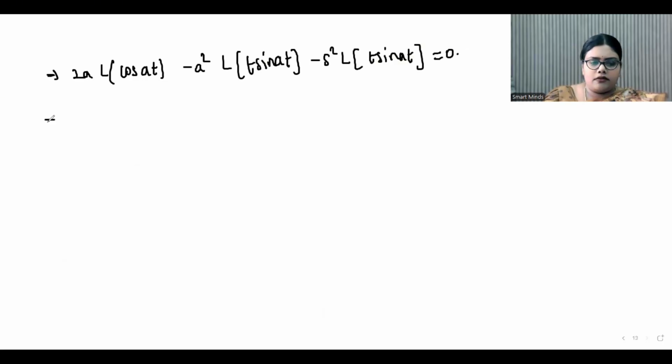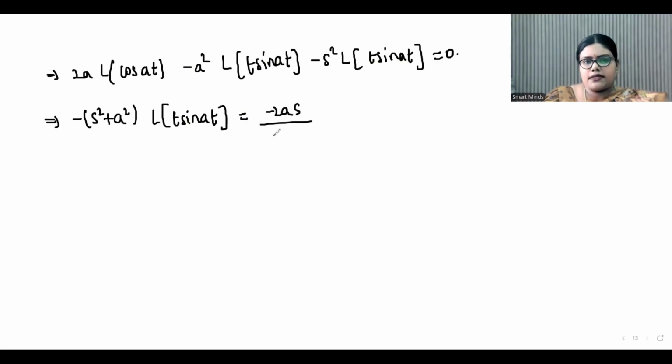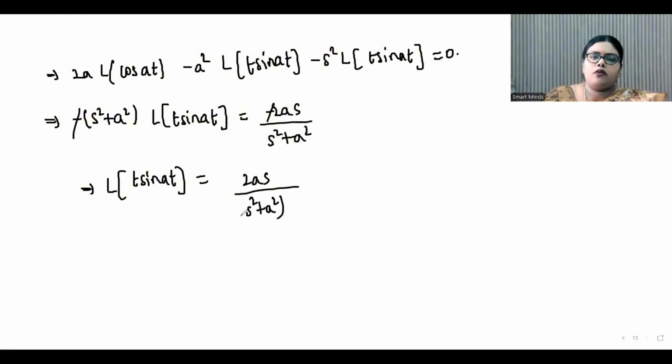is equal to 0. That implies minus of s square plus a square L of t sine at is equal to minus 2as by s square plus a square, which implies L of t sine at is equal to, minus minus cancel, 2as by s square plus a square whole square. This is the final answer.